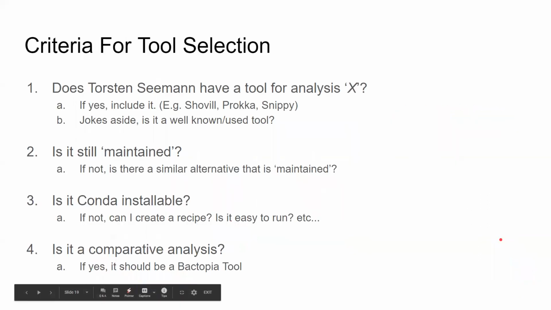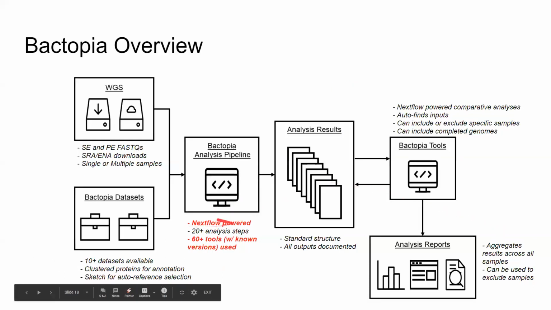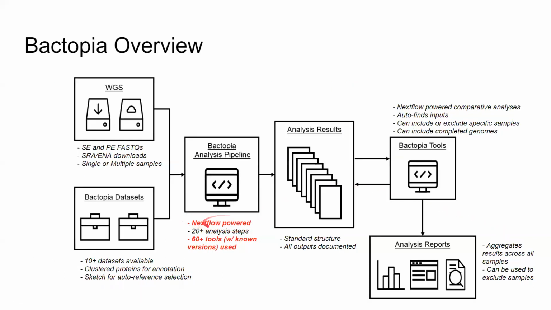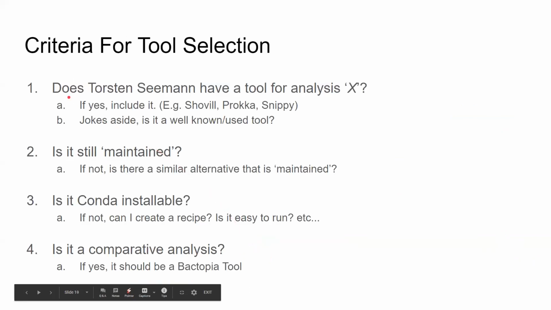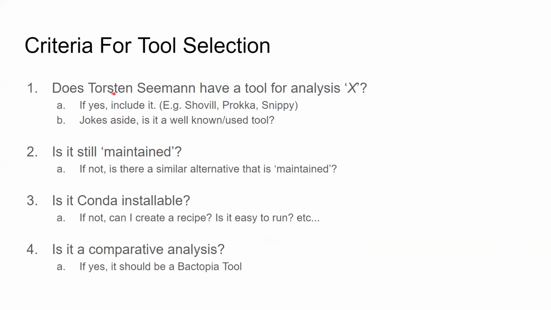And so for today, I will just keep it brief and talk about some things about Nextflow and how I selected the tools I use. First, I'll do tools. So does Torsten Seemann, is it part of the Torstiverse? Does he have a tool for analysis X? If yes, include it. For example, Shovill, Prokka, and Snippy. So yes, that's kind of a joke, but Torsten writes really good tools, like plain and simple.